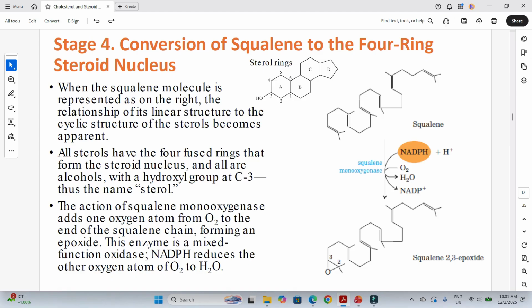A, B, C, and D rings. The A, B, C, and D rings are all fused together. A, B, C rings are cyclohexanes, while the D ring is a cyclopentane.